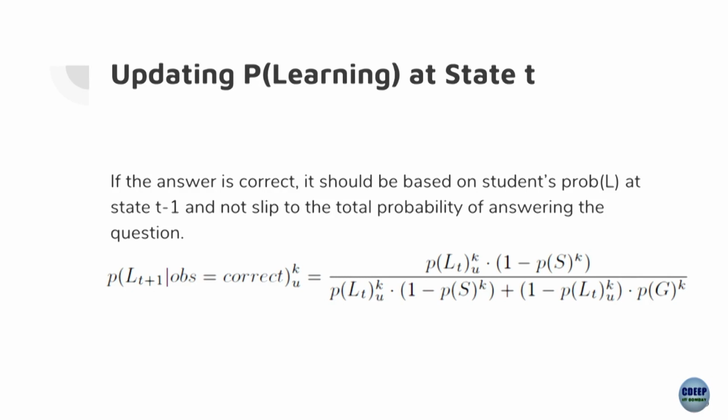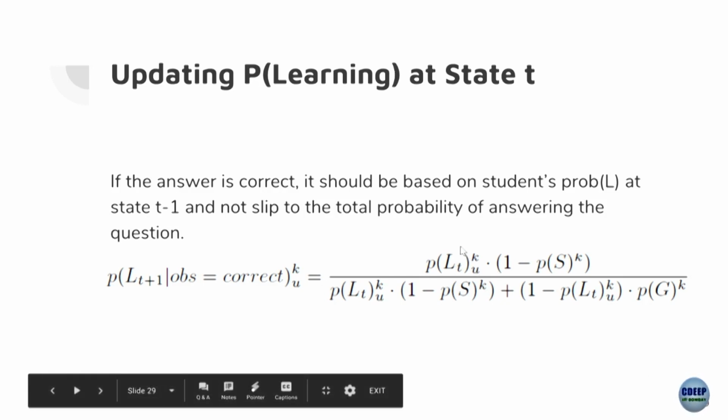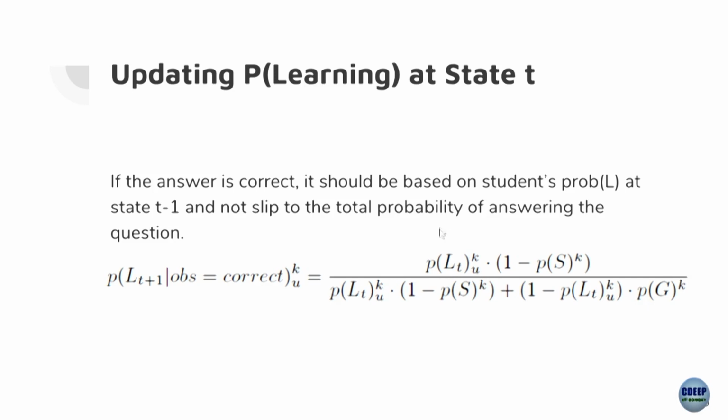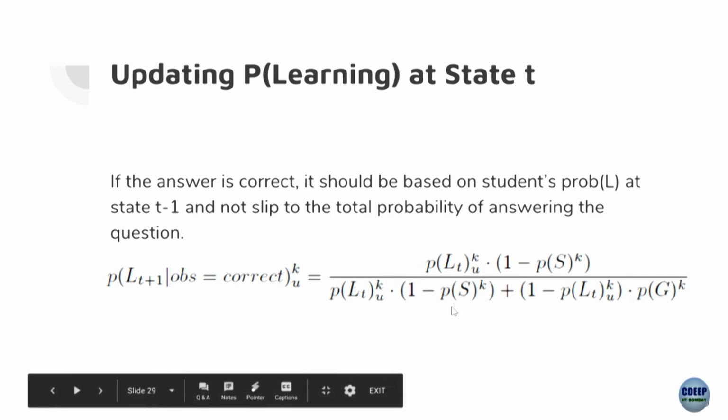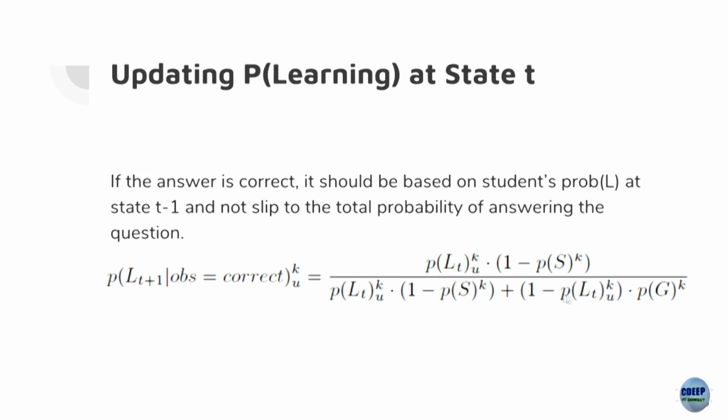So the probability of the answer being correct is: he learned it, but there is no slip, he never made the silly mistake. That is the probability of the previous learning state. If it is L4, it is L3 times the probability of not slipping, which means he did not make the silly mistake, and that is why the answer is correct. Given that, what is the total probability the answer could have been correct? There are two chances: one is you answered it without making a silly mistake, plus he has no idea of the concept but he made a good guess. So you have to divide by both.